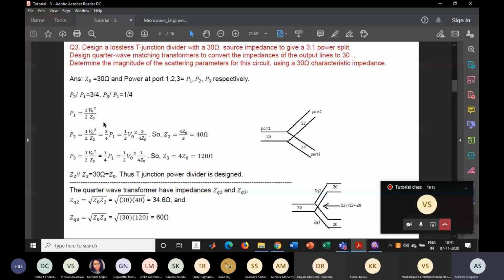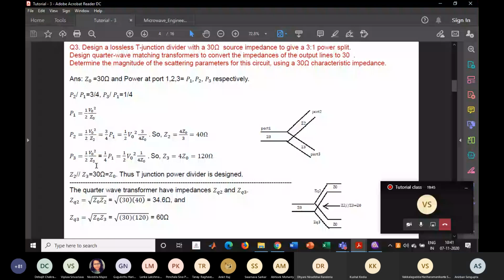The same equation can be written for port 3 also. The power at port 3 is half of V naught square by Z3 and also equals P1 by 4. Now again putting the value of P1, we will find the value of Z3, and it will come out as Z3 equals 4 Z0, which is 120 ohm.